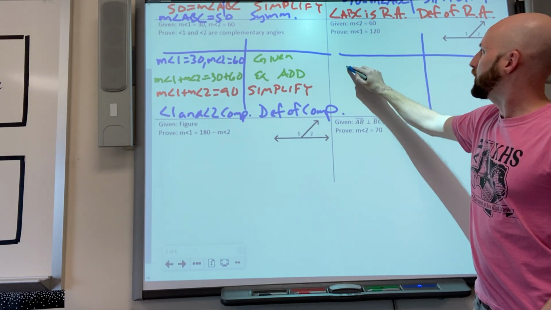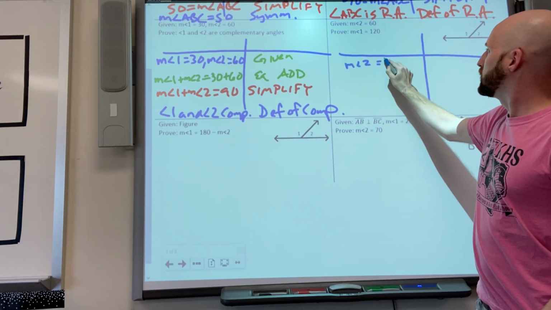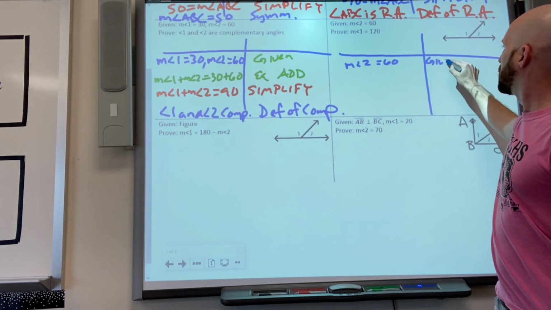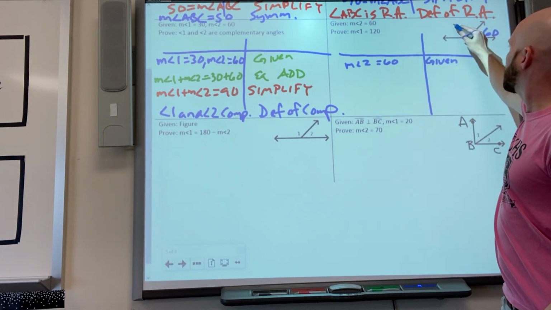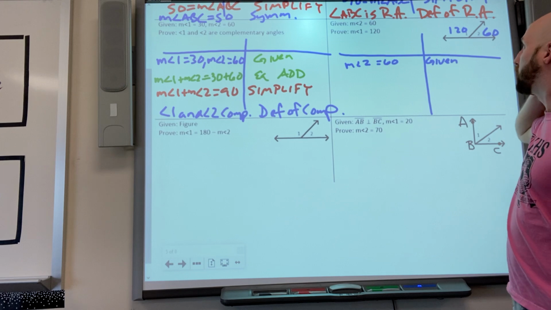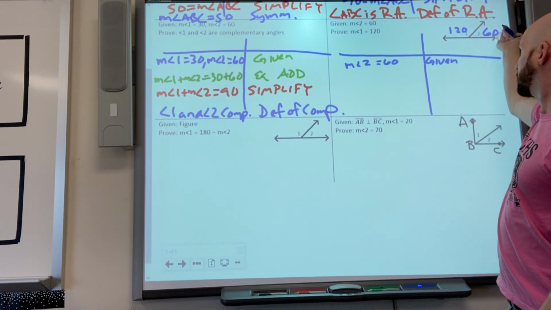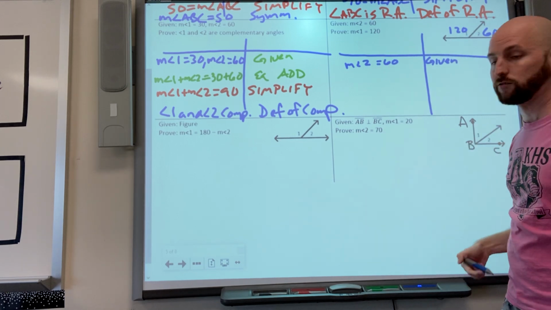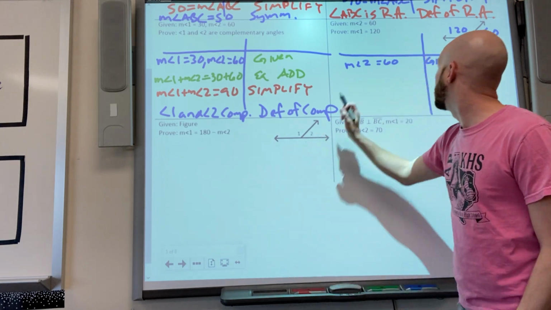they're telling me that the measure of angle 2 is 60. So if that's 60, then this one would be 120. And we know that's because it makes a line, makes 180. If that's 60, this is the rest. Right? We know that, so how do we write that? So I know this.